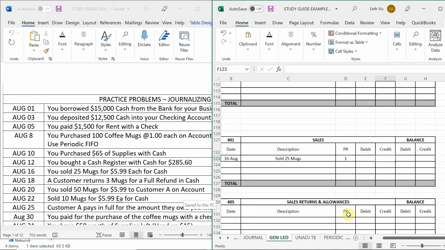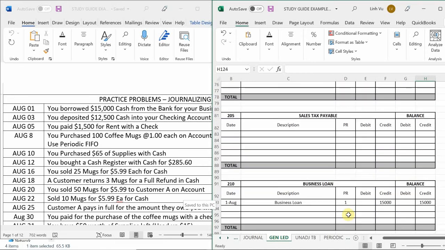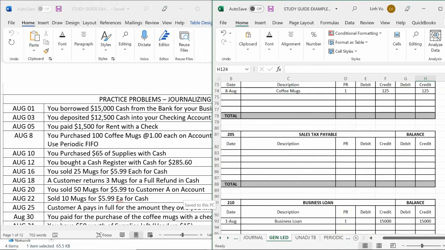Since I sold 25 mugs at $5.99, it should be for $149.75. And then sales tax, which was $12.35.